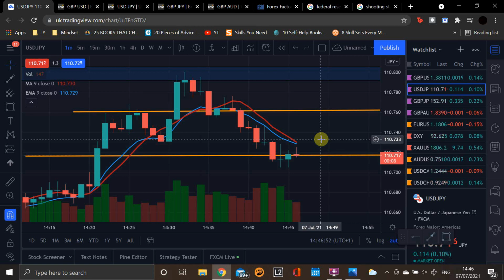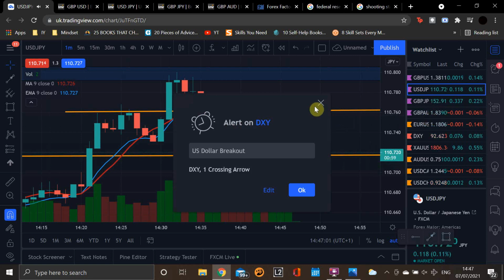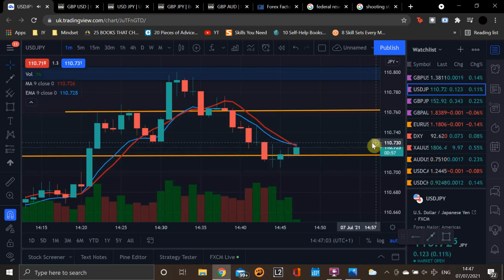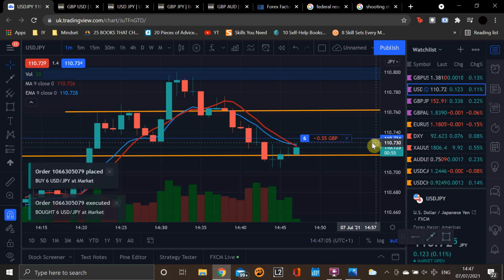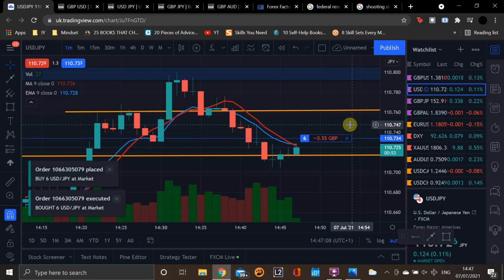Doji again. Yes, it's not going in that direction. Of course it is. Yep, there we go. I'll buy now. Yeah, there we go. Let's buy now.